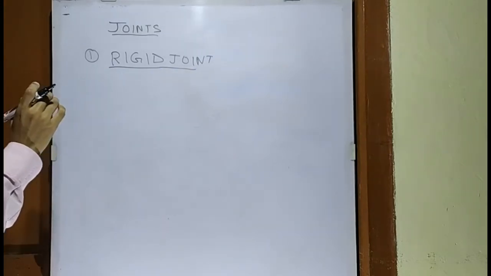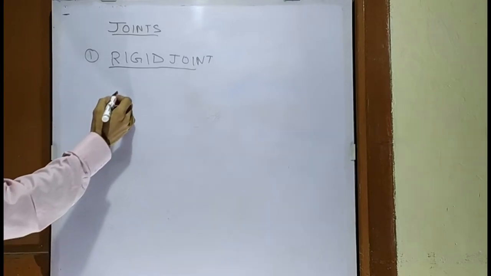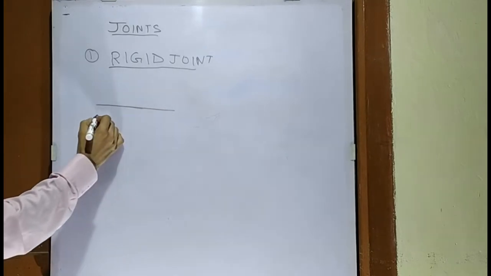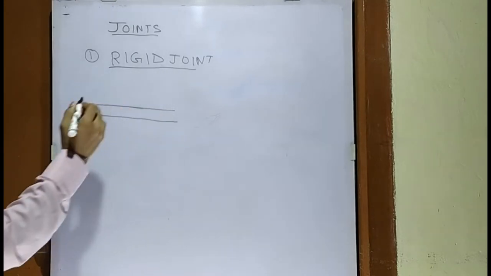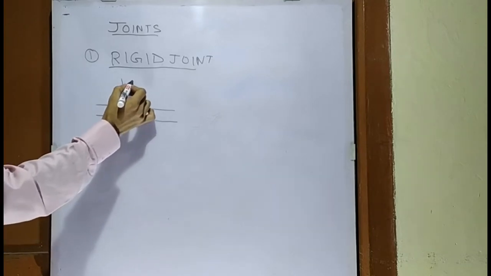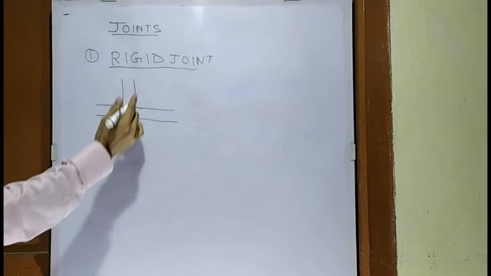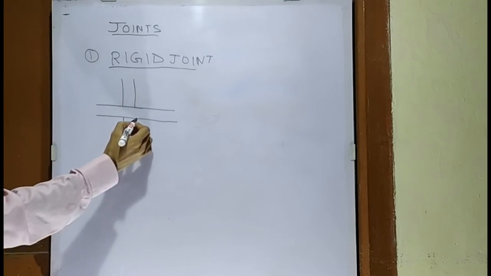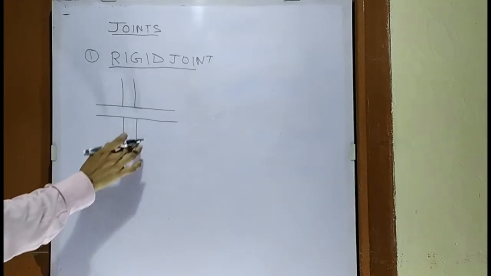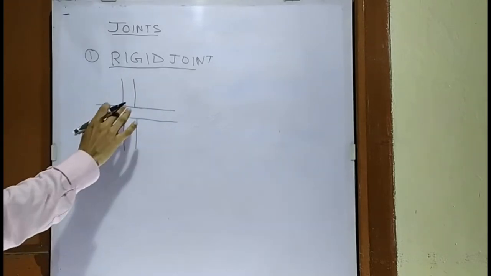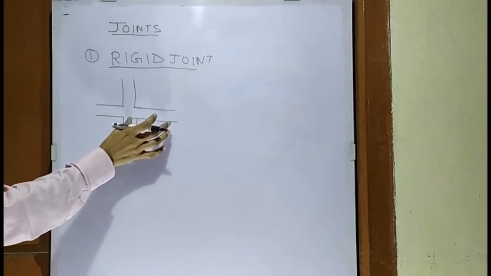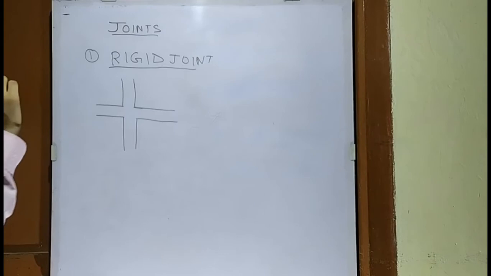Let us take a very simple example. If we have an RCC beam like this, a reinforced concrete beam, and it is connected to the column of the story above, and it is also connected to the column of the story below, this type of joint we consider as a rigid joint.